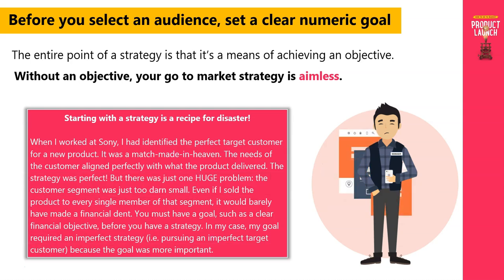When I worked at Sony, I had identified the perfect target customer for a new product. It was a match made in heaven. The needs of the customer aligned perfectly with what the product delivered. The strategy was perfect, but there was just one huge problem. The customer segment was just too darn small. Even if I sold the product to every single member of that segment, it would barely have made a financial dent. You must have a goal, such as a clear financial objective, before you have a strategy. In my case, my goal required an imperfect strategy. That is, pursuing an imperfect target customer, because the goal was more important.